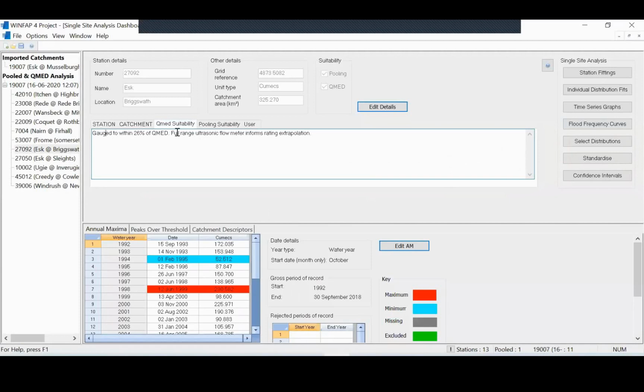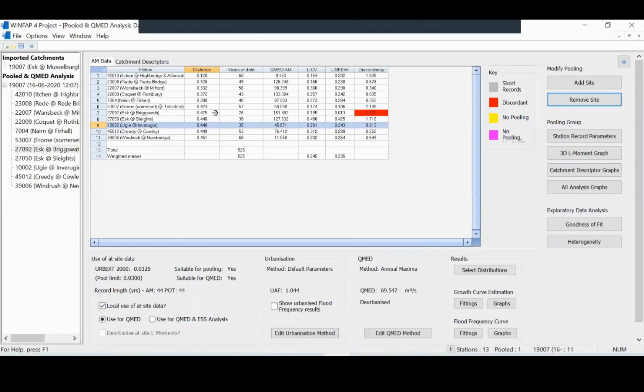We can also get a bit of detail on the QMed suitability and the pooling suitability. So there's no gaugings beyond QMed, but all flows contained and rating extrapolation informed by full range of ultrasonic flow meter, and that is thought to be reliable. So it may be appropriate. There is kind of a degree of subjectivity here, whereby you really need to make a decision, but there's not necessarily a right or wrong answer. In this case, we're just going to accept it, just to keep the demonstration length reasonably short.